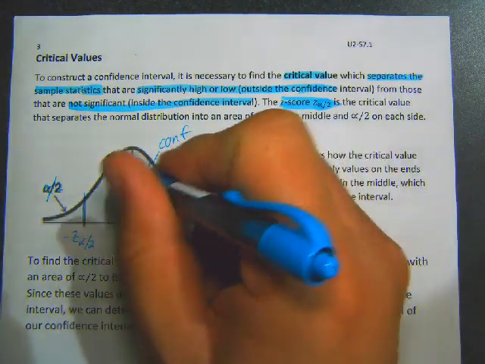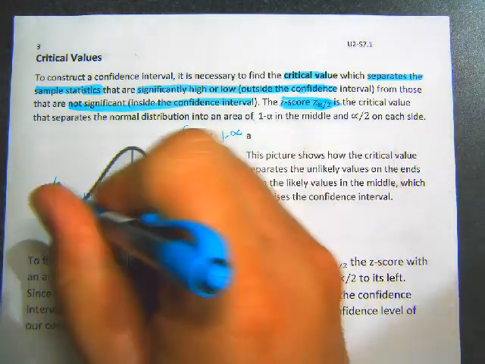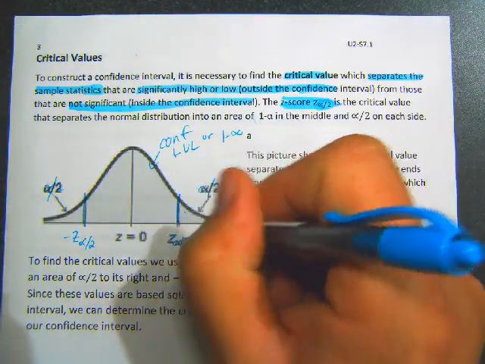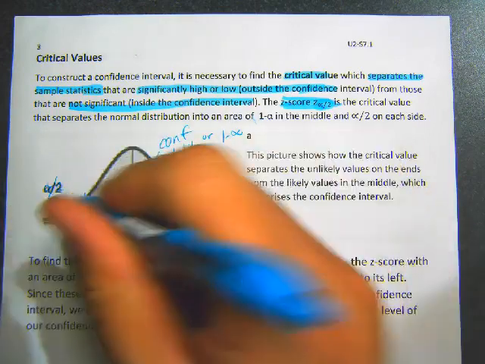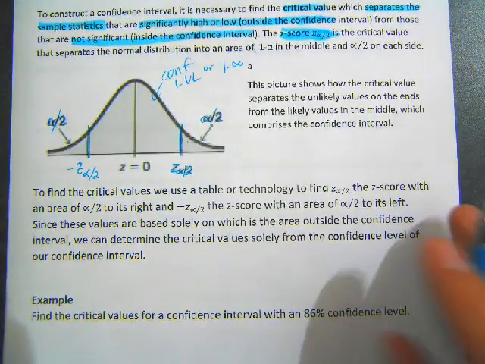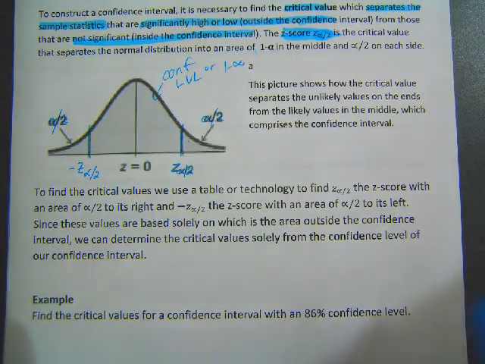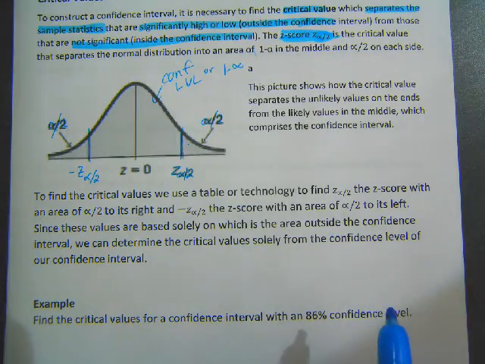So that's what we're looking for. We're going to say most of the values are in the middle, and we're going to get rid of these unlikely values. So when we're 95% confident, we're just not really worried about the last 5% that's split up between the 2 ends. Okay, to find these critical values, we're going to use either a table or technology. We'll mostly use technology because we've seen that that's a lot easier most of the time.